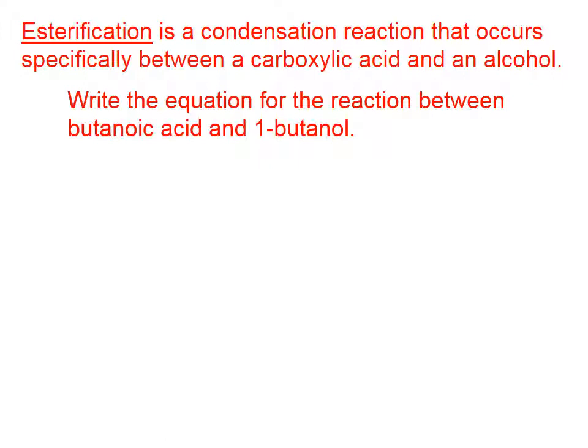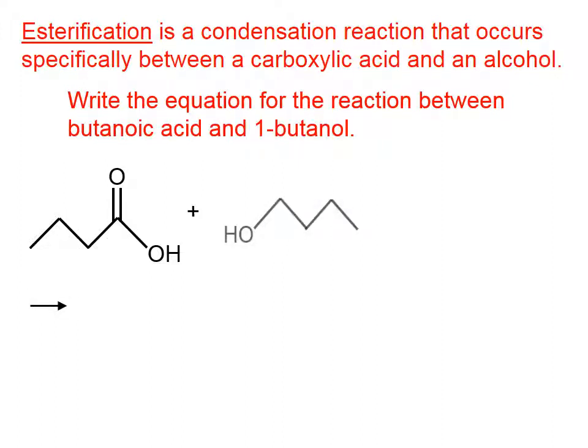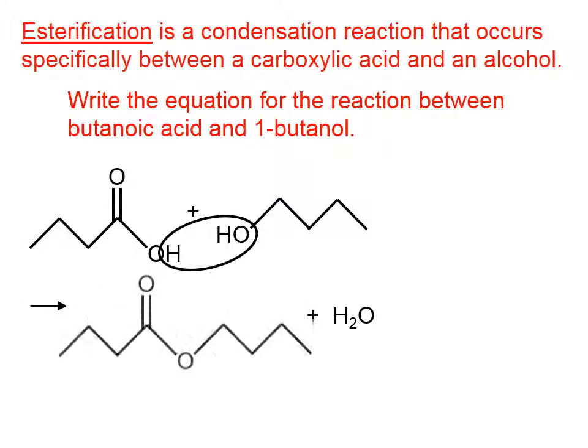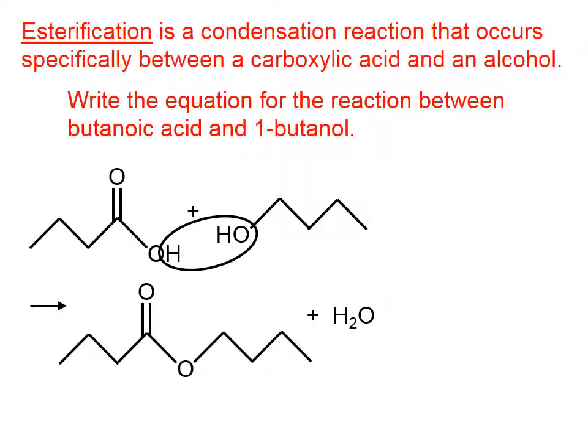Let's try an example. Let's write the equation for the reaction between butanoic acid and 1-butanol. Butanoic acid is a carboxylic acid that has 4 carbons in a chain, and 1-butanol has 4 carbons with the hydroxyl group hanging off of carbon number 1. Whenever we have esterification, we're going to form water as one product, and then we're going to join together the remaining parts of the molecules to look like that.